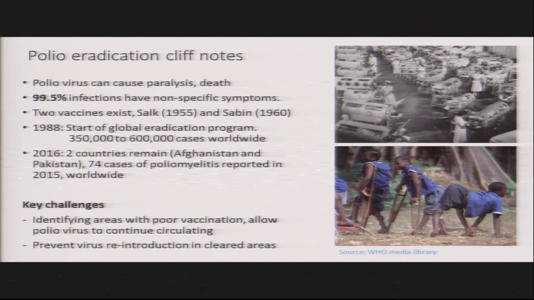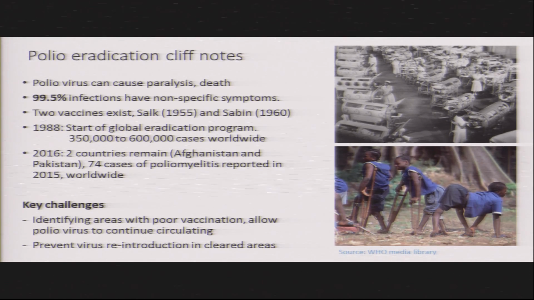And the vaccines were discovered in the 50s and 60s. And in 1988, there was a global eradication campaign that started. And at the time, there were 350,000 to 600,000 cases of polio worldwide. And last year, that number was down to 74. So there were 74 cases of polio worldwide, concentrated in 2 countries, Afghanistan and Pakistan. So it gives you an idea of the scale of the success of this program, but also the amount of time that's been required to get there.